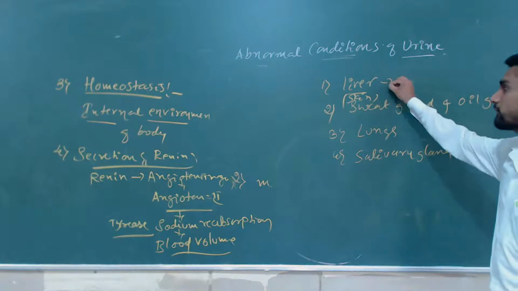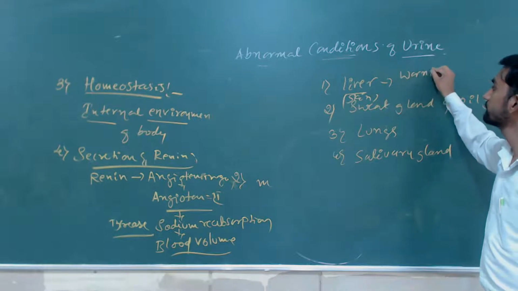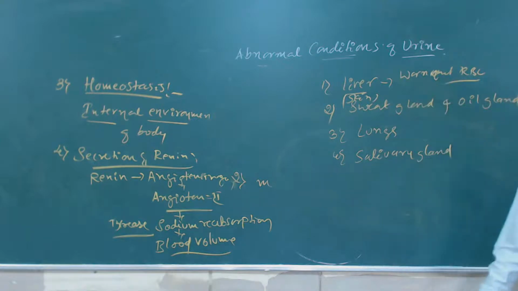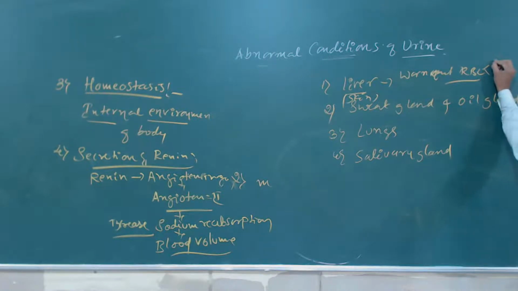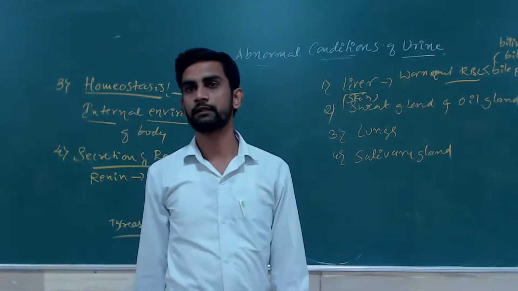So first one, when you come to the liver, what happens here? Bilirubin and biliverdin from worn-out RBC. After 120 days, in the spleen, first they will wear out and release the RBC, after breakdown of heme and globin, and when degradation of heme takes place, that releases the bile pigments. They will form bile pigments like bilirubin and biliverdin. So the bilirubin and biliverdin will also be excreted out along with the urine. Are you getting my point?